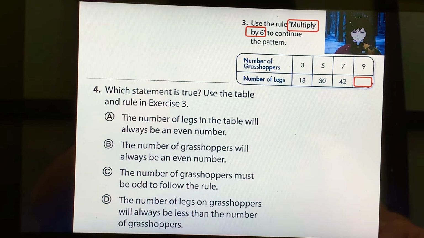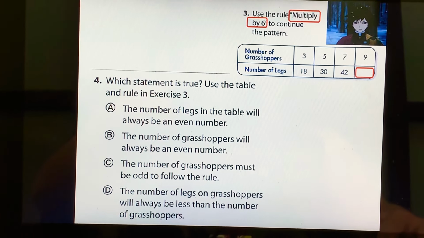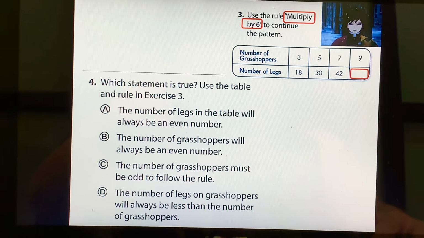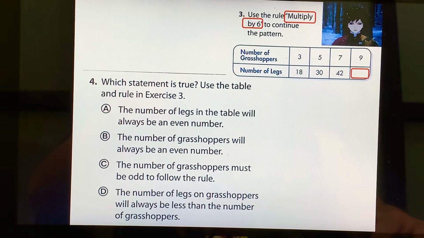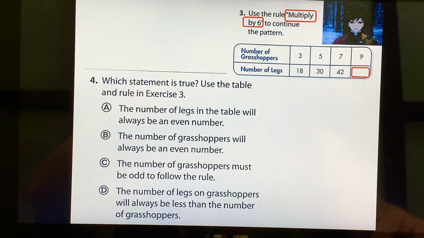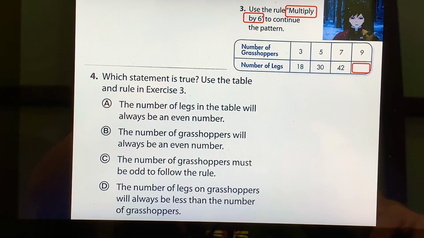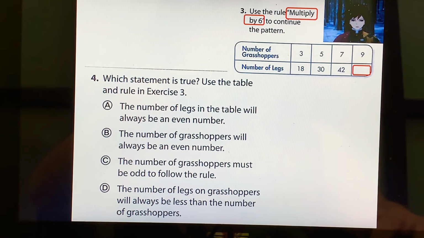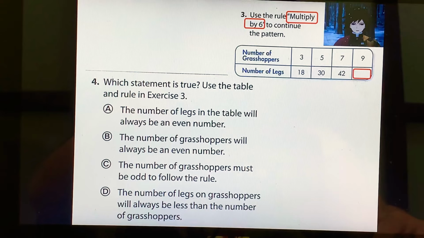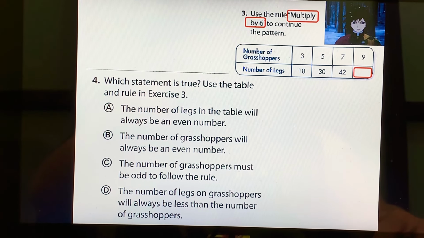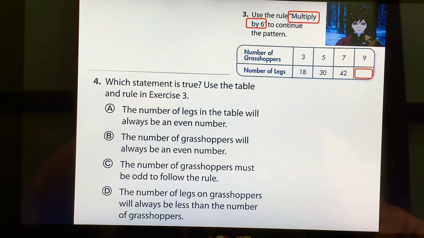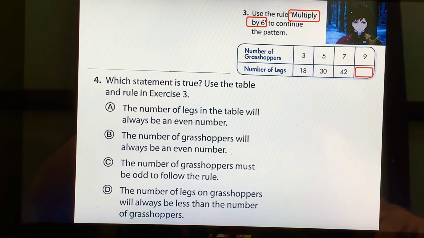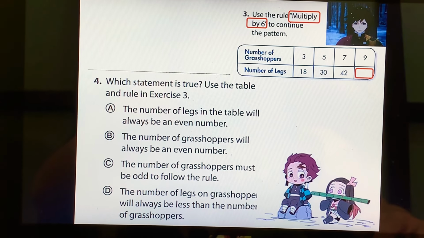Which statement is true? Use the table and the rule in exercise 3. A. The number of legs in the table will always be an even number. Is it true? B. The number of grasshoppers will always be an even number. Is it true? C. The number of grasshoppers must be odd to follow the rule. Is it true? D. The number of legs on grasshoppers will always be less than the number of grasshoppers. Is it true? Which statement is true? Find the answer.